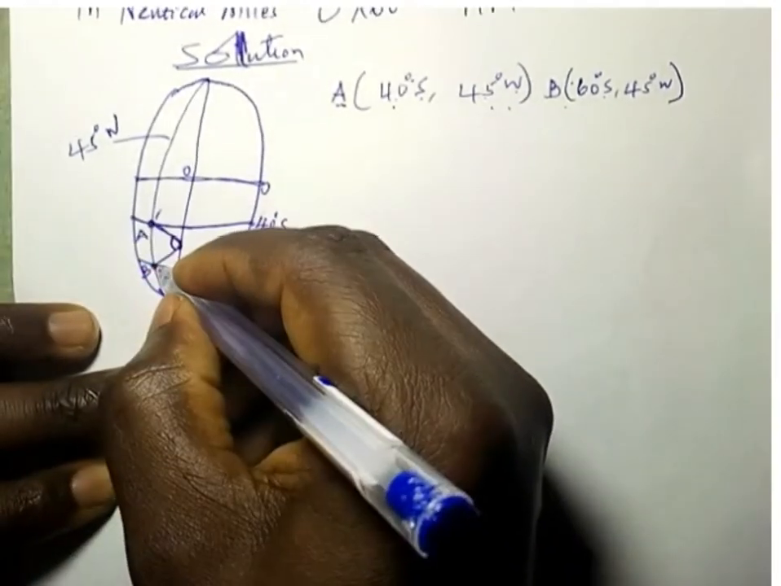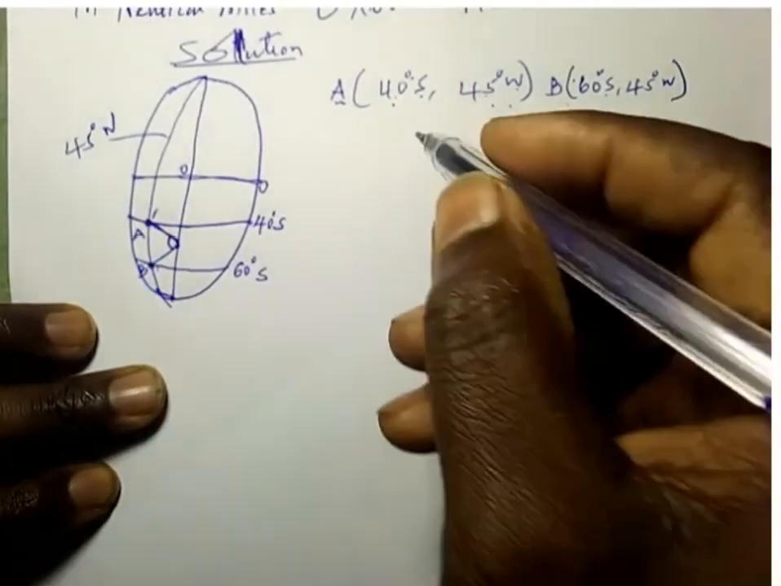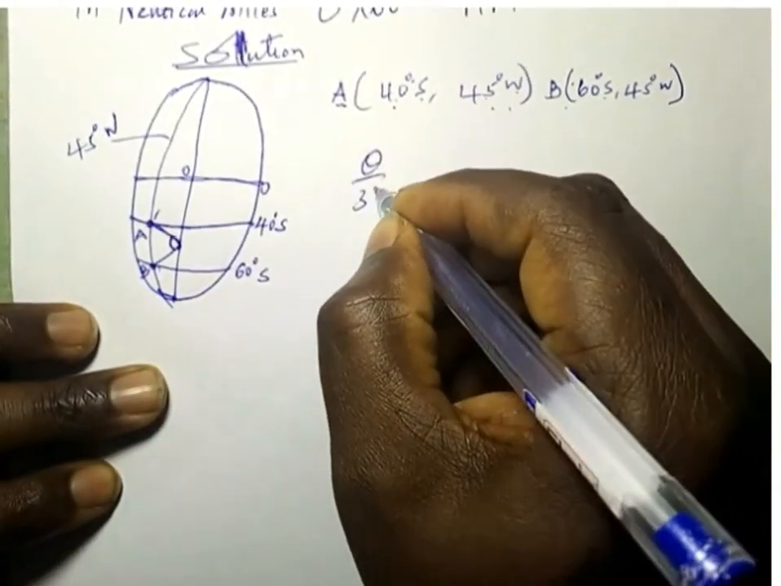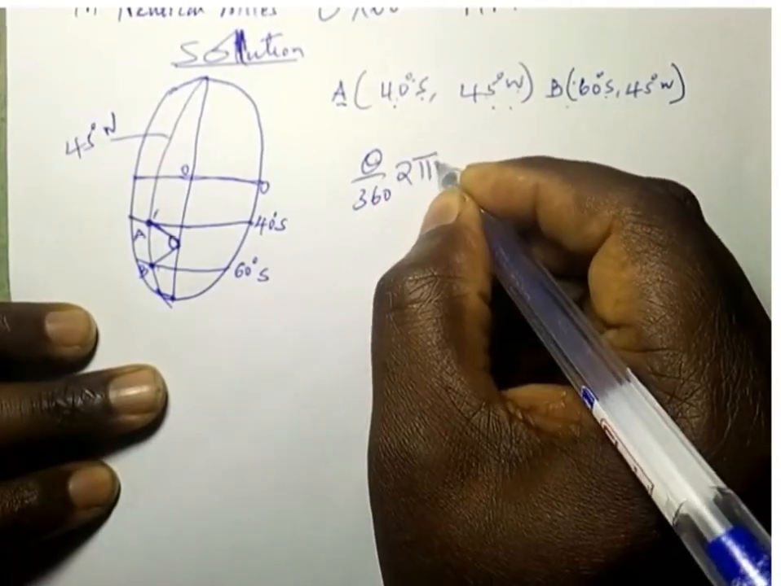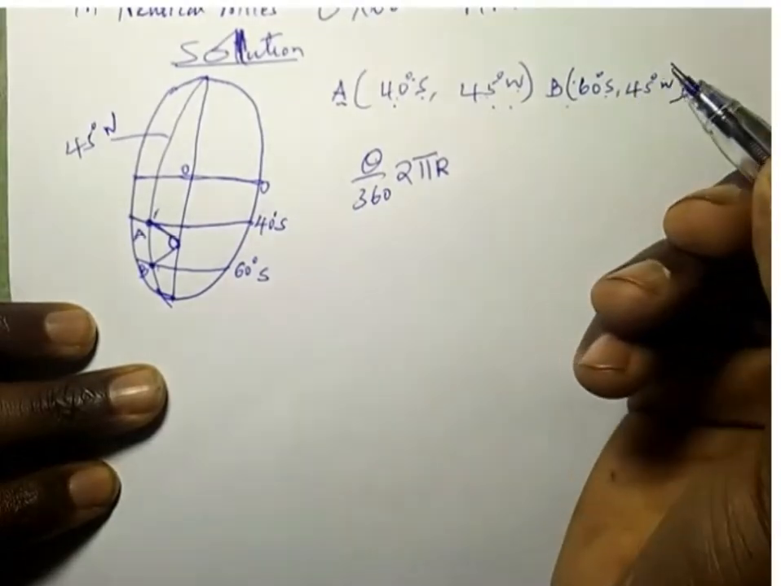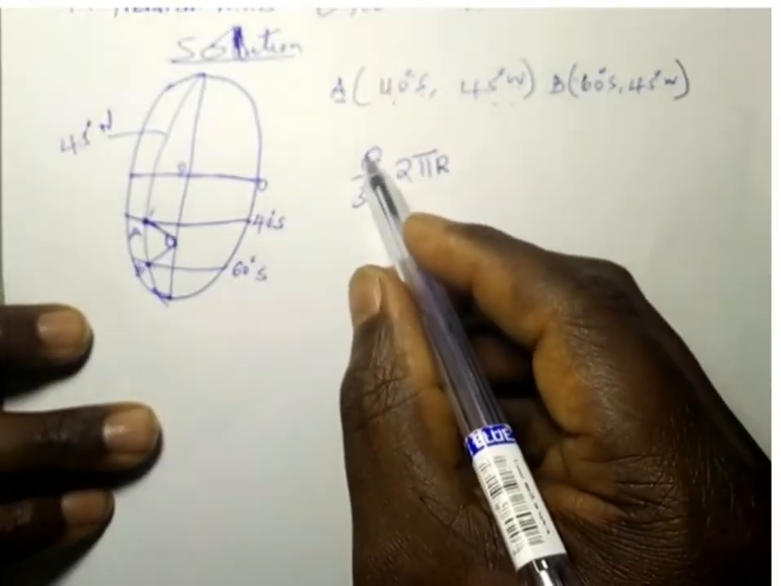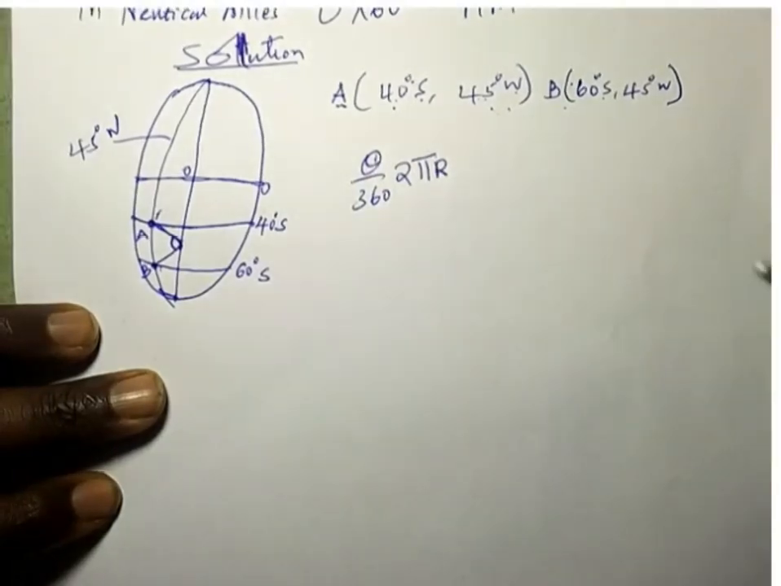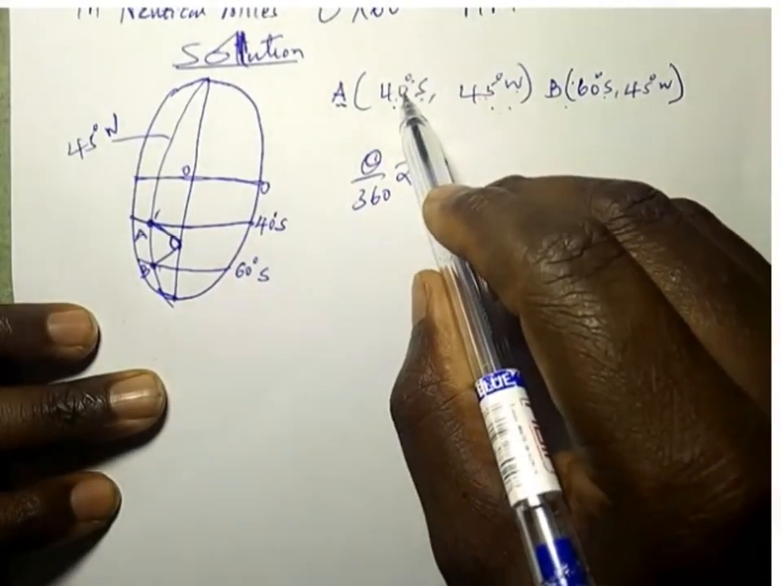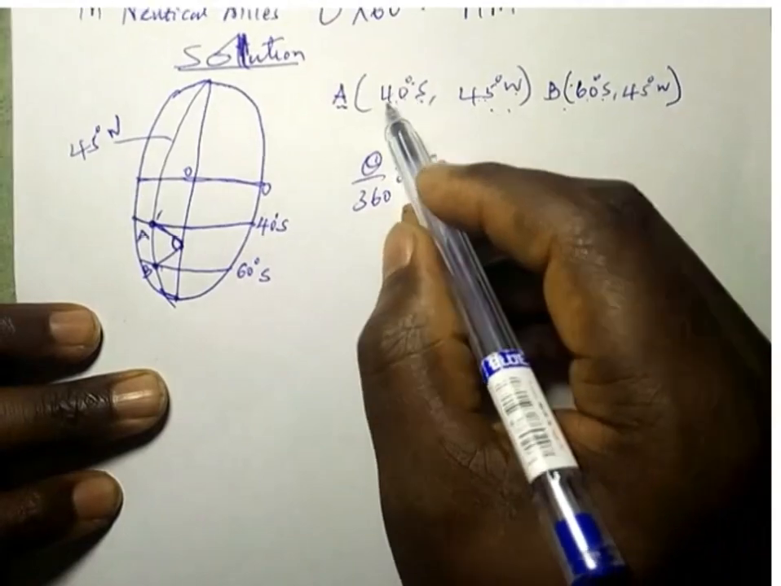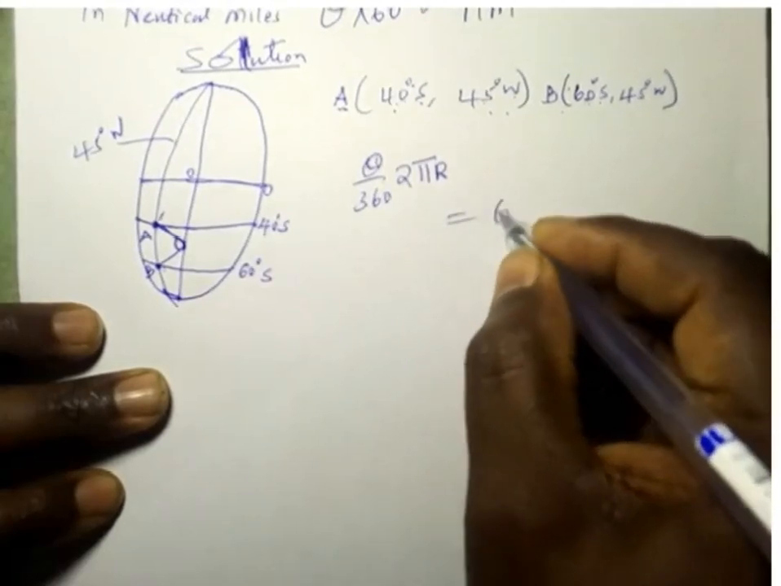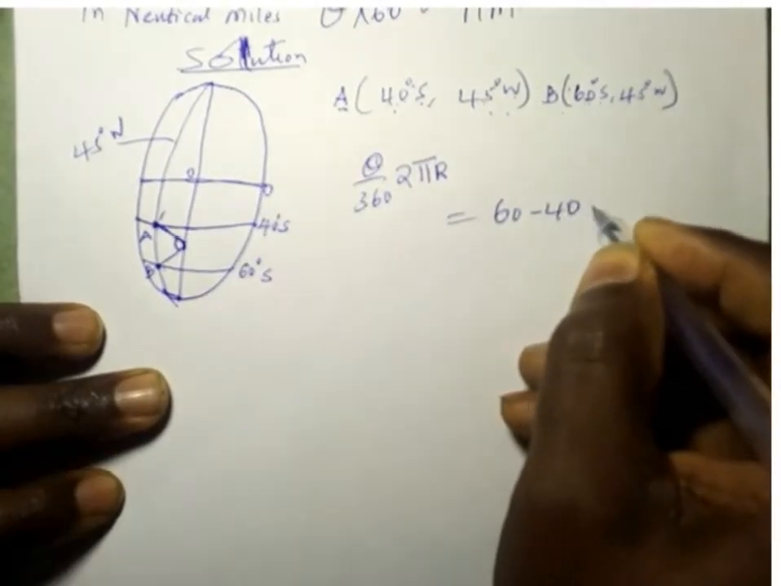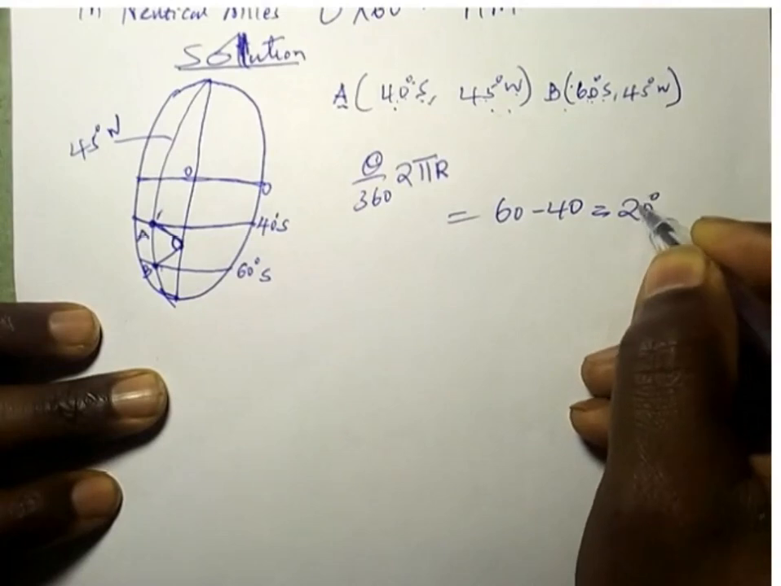Because it is on a great circle, the formula is theta over 360 times 2 pi r. R we have been given. So how do we get the theta? Theta is the angle difference, the difference in the angle of the latitude. They are on the same side, the south-south. So the angle difference is 60 degrees minus 40, and the answer is 20 degrees. That is the angle difference.